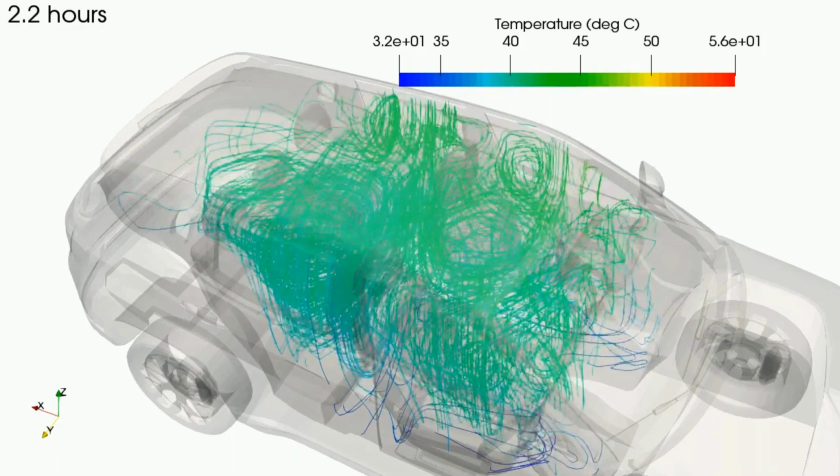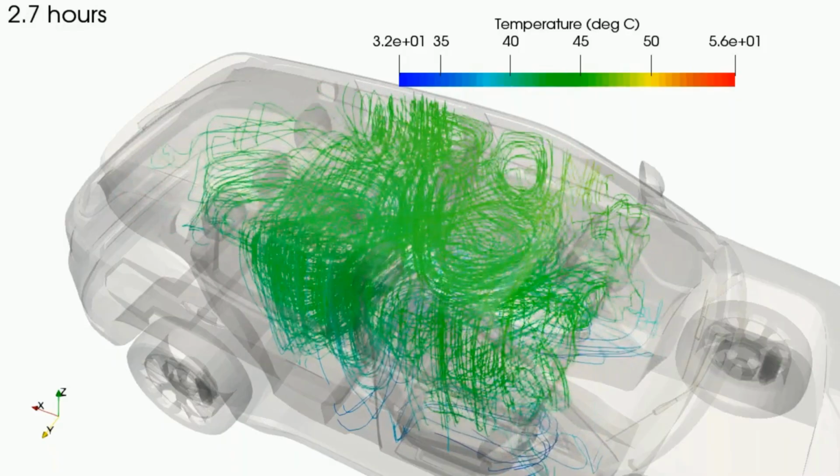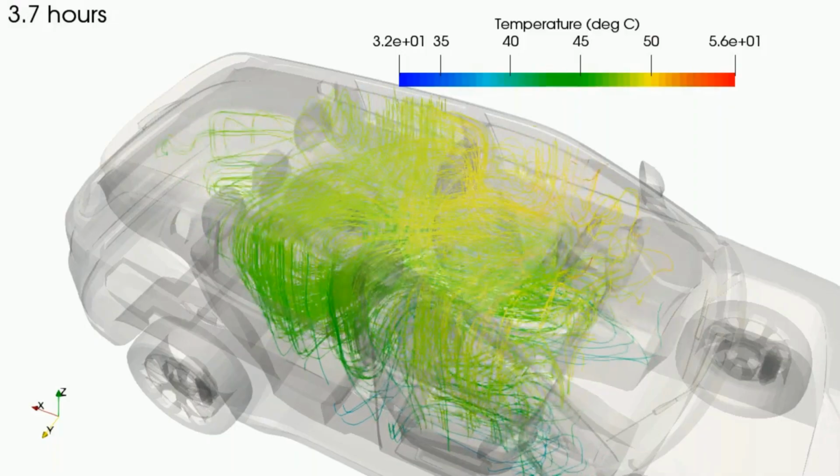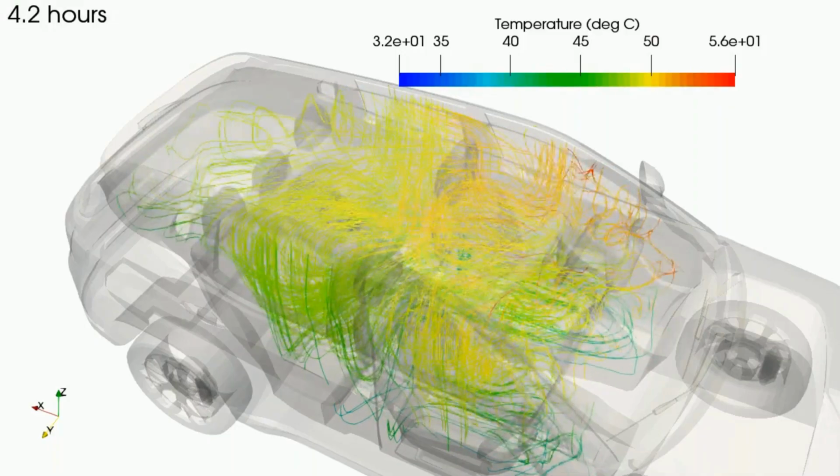And again, understanding the flow patterns here and how they drive the air temperature gradients locally in the cabin is what we're trying to get out of this.